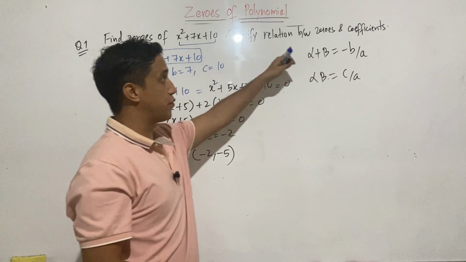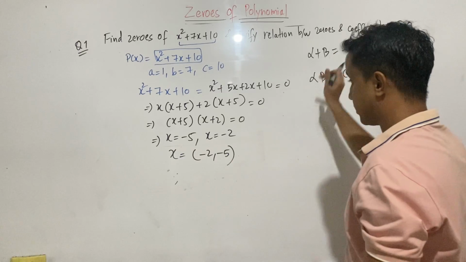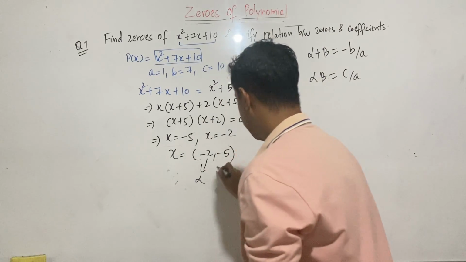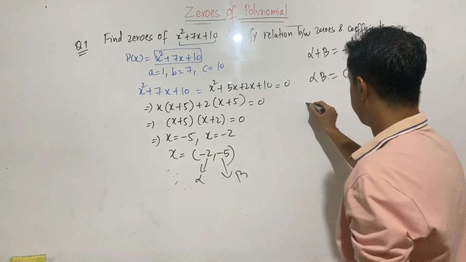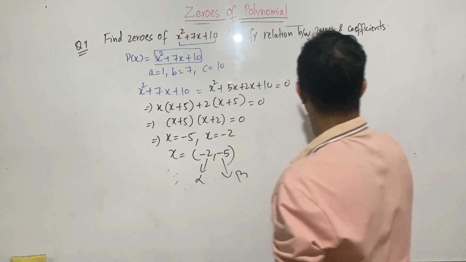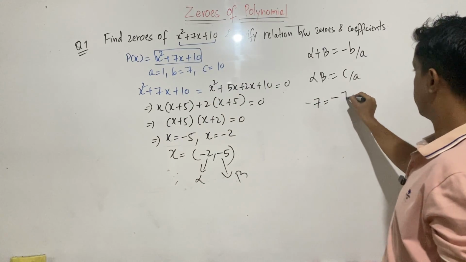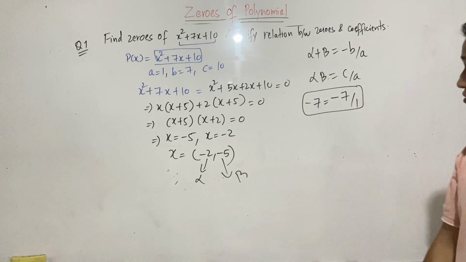We have to verify the relationship. So this is the relationship. Now see here, alpha plus beta. If you say this is alpha and this is beta, then alpha plus beta will be minus 7, which is equal to minus b by a, minus 7 by 1. So minus 7 equals minus 7.